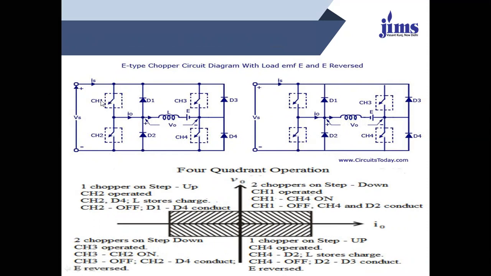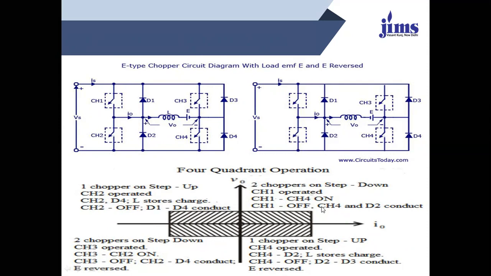Over here we find that for every chopper there is an antiparallel connection of a diode. So CS1 with D1, CS2 with D2, CS3 with D3, CS4 with D4. And for the reverse bias, it will be just the opposite, and the battery and the operation is like this. So this will be the four quadrant operation.